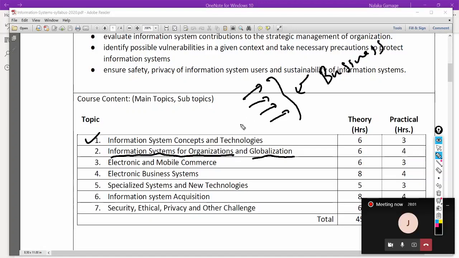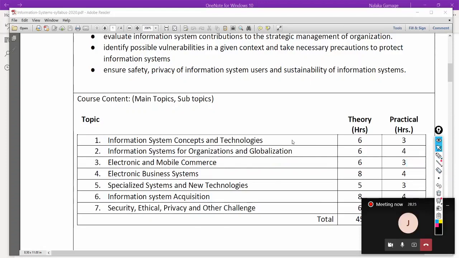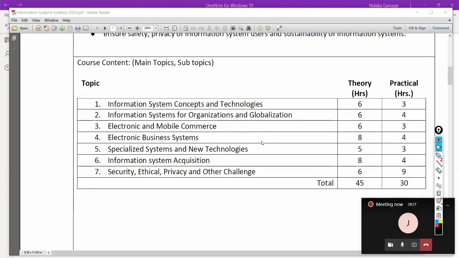So it's very, very important that you understand what is meant by business organization in the current context, right? In the current political economic context. That is what is meant by globalization. So that is what we are going to discuss today. So don't take these topics lightly. If you understand these topics, it's very easy to understand your semester 2, semester 3, etc.